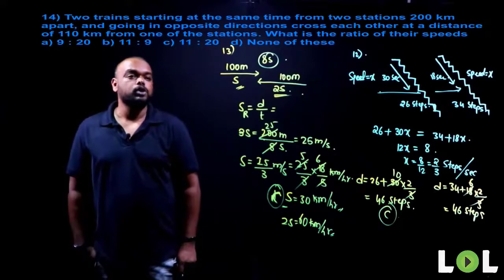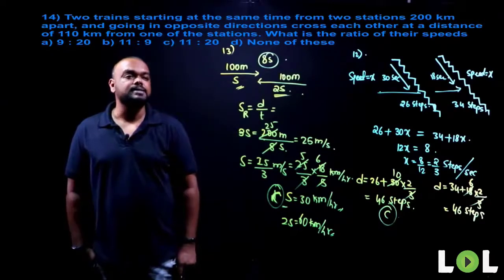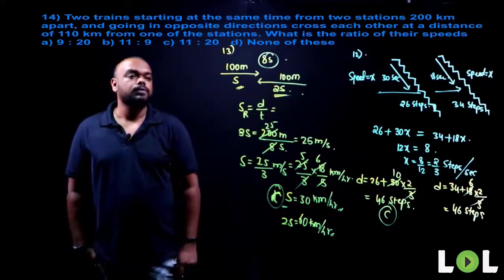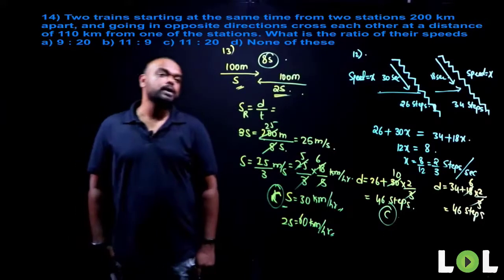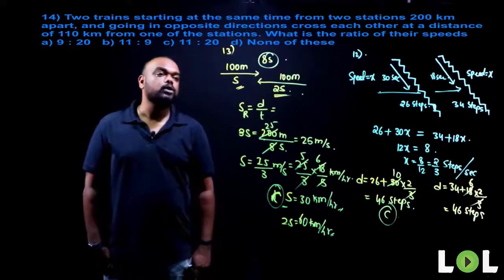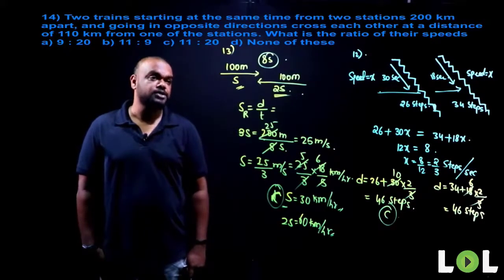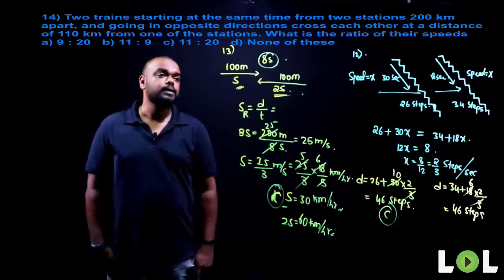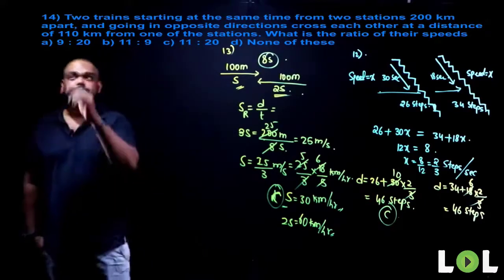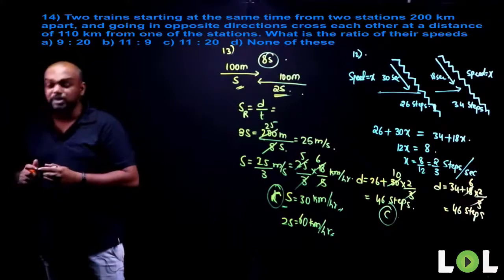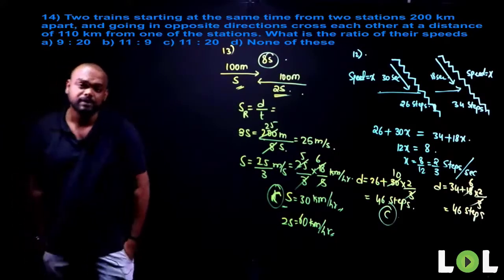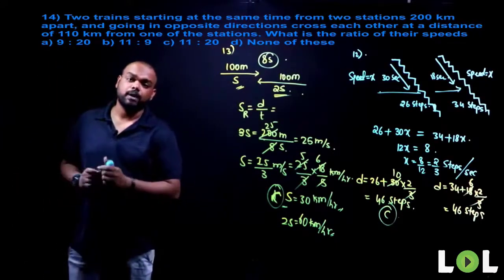What do we have? Two trains starting at the same time from two stations, 200 km apart, and going in opposite direction, cross each other at a distance of 110 kilometers from one of the stations. What is the ratio of their speeds? What is it telling? He's talking about the two trains starting at the same time from two different stations, guys.